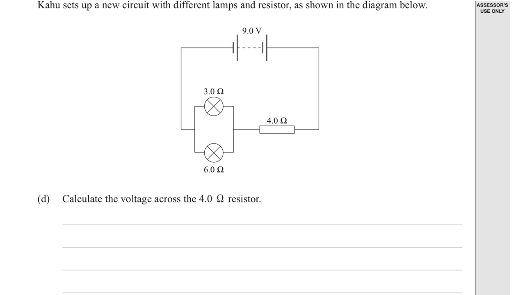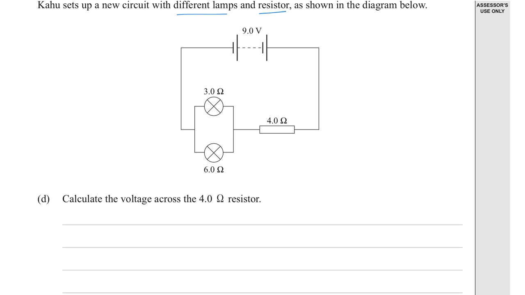Last part, Kahu sets up a new circuit with different lamps and resistor. So it's completely different now. We don't have the information we had previously. As shown in the diagram below, calculate the voltage across the 4 ohm resistor. So there's a number of ways of doing this. I'm going to give you just one.